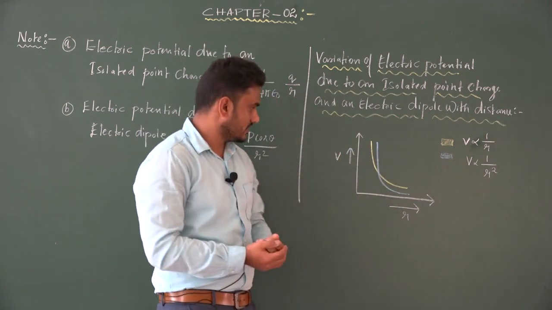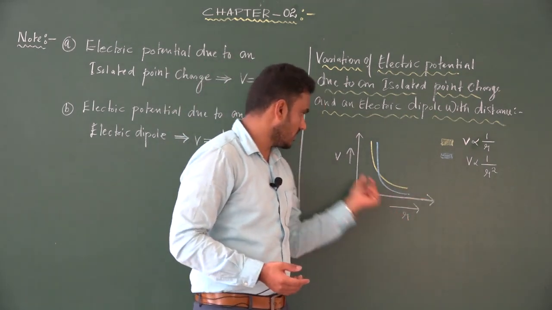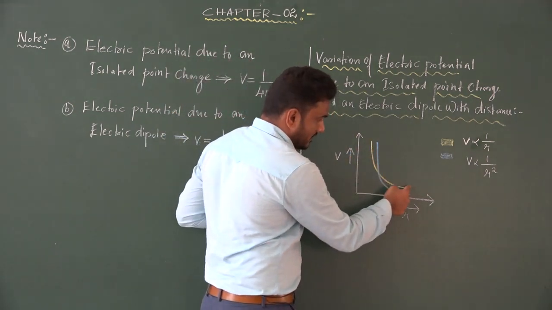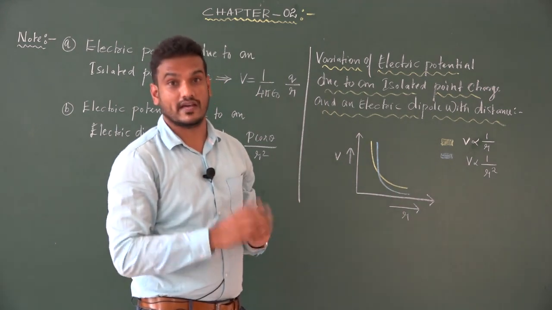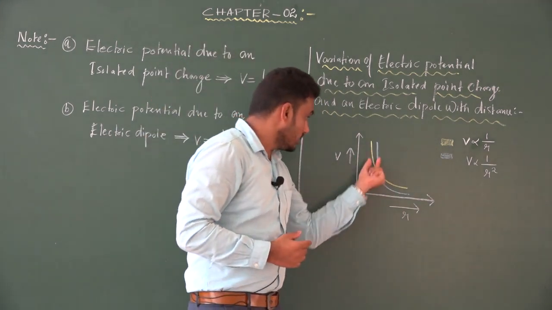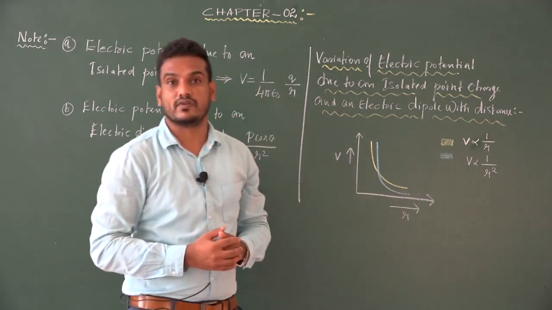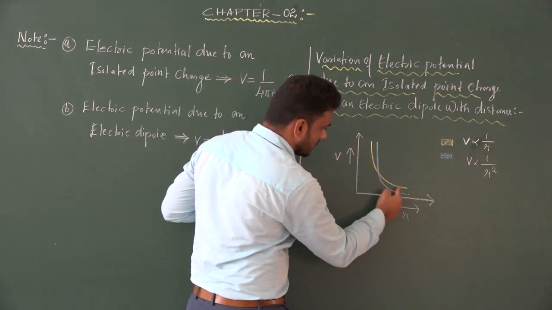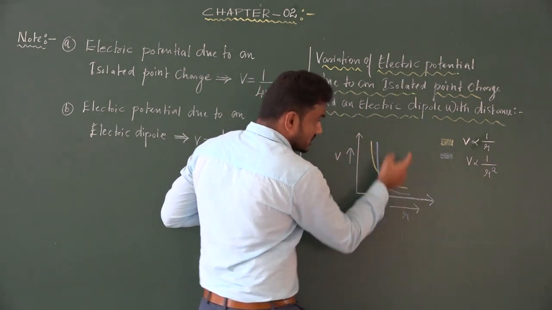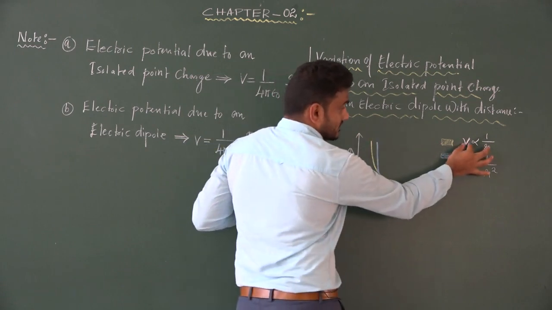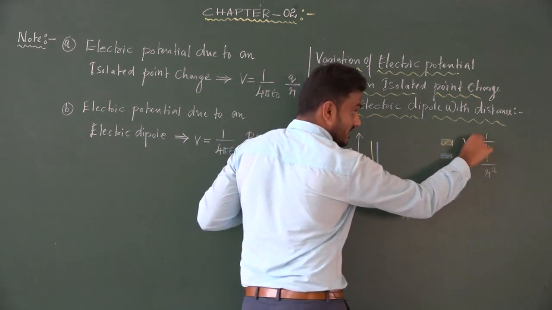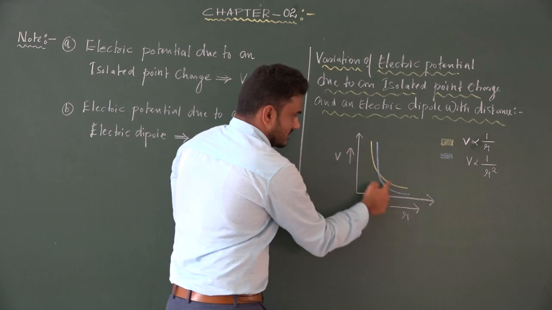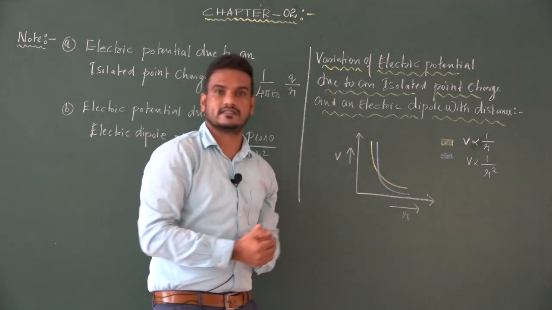Look at this graph. Along the x-axis we have distance, along the y-axis we have electric potential. Here the yellow curve represents electric potential due to an isolated point charge, whereas the blue curve represents electric potential due to an electric dipole. Look at the variation of electric potential. In case of a point charge, it varies inversely with the distance, whereas in case of an electric dipole, it varies inversely with the square of the distance. So we will get the graph like this.